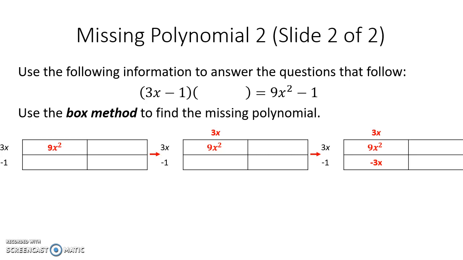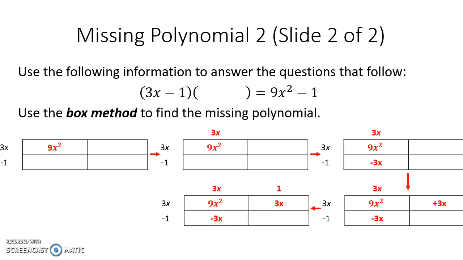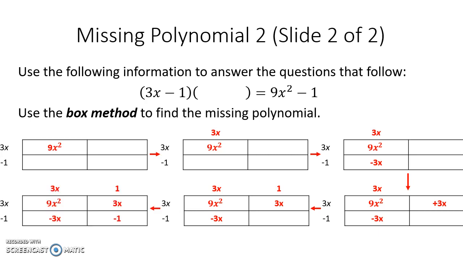Now this is interesting. I have a -3x, but I need 0x because there's really no x in my solution. So in order to get rid of that -3x, I'm going to need to put a positive 3x. This will cancel those out so we don't have that x value in the middle. Then 3x times 1 gives us 3x, which is why we're going to have a 1 up there. And if we multiply back down, we get -1. So our missing polynomial is 3x plus 1, which you might have guessed based on seeing the difference of two squares, but now we can actually do this mathematically.